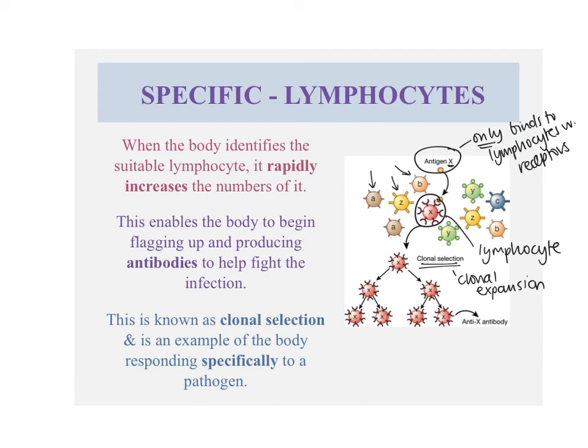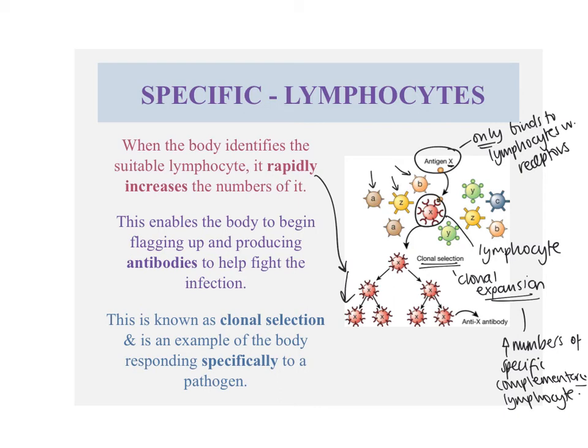Now, clonal expansion is what you can see down here, and that's where we get the production of lots and lots of that same lymphocyte. Okay, we're going to expand the number of clones of that lymphocyte that we have. So we're going to increase numbers of specific complementary lymphocyte.